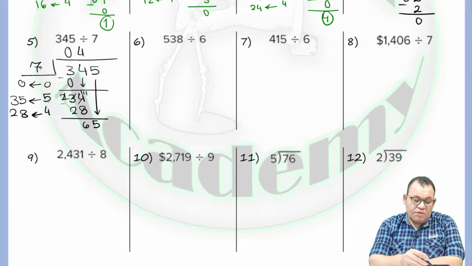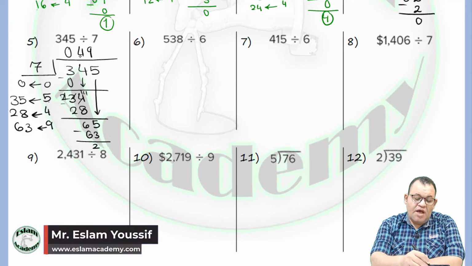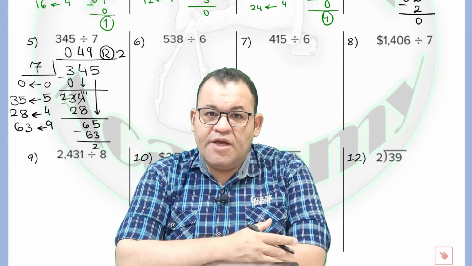The closest number, if I multiply it by 7, to equal 65 or close to 65, is 9, because 9 multiplied by 7 equals 63. Now I will write 9 up and 63 will be down. By subtracting, it will equal 2. There is no number to bring down, it means we finish the question, and the quotient will equal 49. Still we have one remainder which equals 2. And that's how we can divide with a remainder.